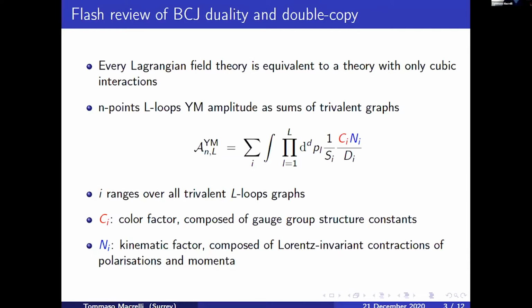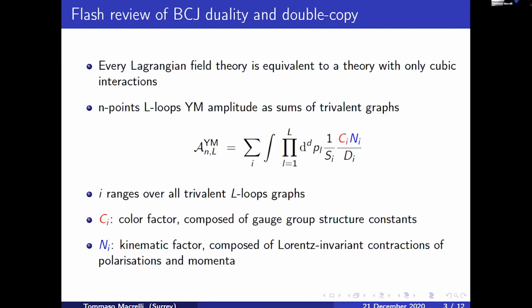In Yang-Mills theory, we have a vertex with 4 gluons, and we can blow up this vertex into 3 contributions that go in the interaction channels s, t and u. In this way, we can organize a loop Yang-Mills amplitude as a sum of trivalent graphs. Now, in this formula, the most important feature for our purposes is the numerator. We can split this numerator into 2 factors. The first factor is composed of gauge group structure constants, and we call it the color factor. The second factor is composed of contractions of polarizations and momenta, and we call it the kinematic factor.